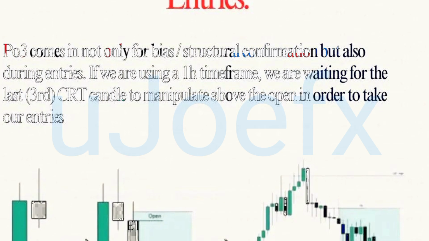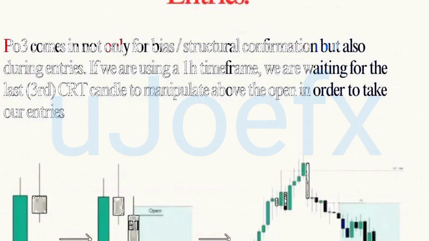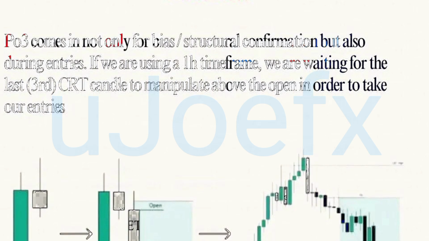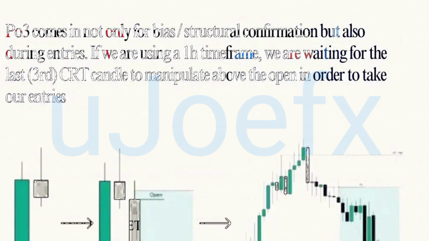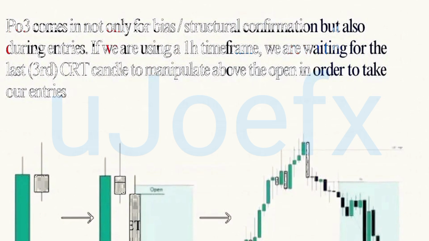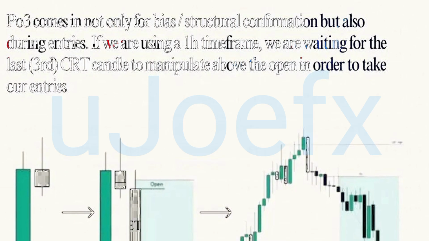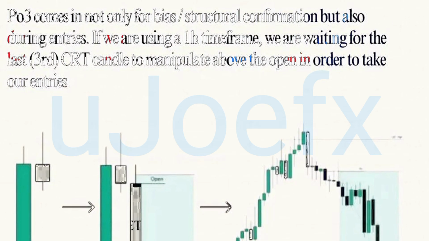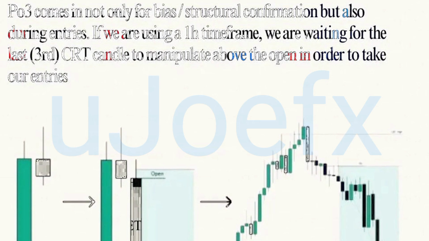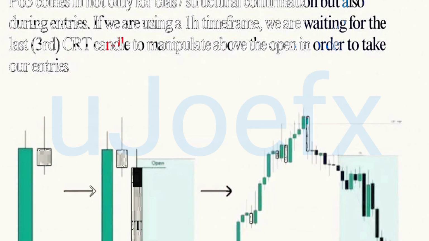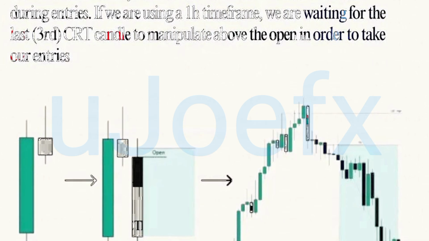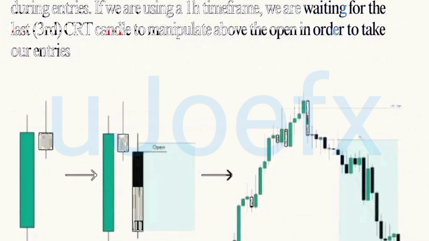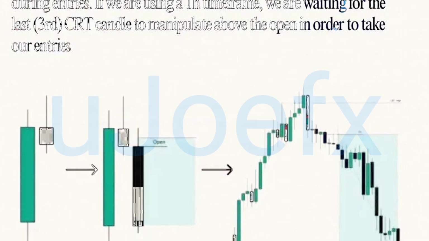Now, when we also talk of PO3 entry, it comes in not only for structural confirmations, but also during entries. If we are using a 1 hour time frame, we are waiting for at least the third CRT candle to manipulate above the open in order to get our entries right. Yes, this is very profound. I said this initially, that whenever you spot your CRT model, remember we are making use of the power of three as well. So after our CRT model, we've been able to spot our CRT candles, the first and the second.